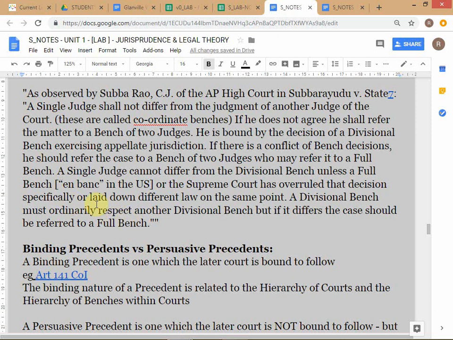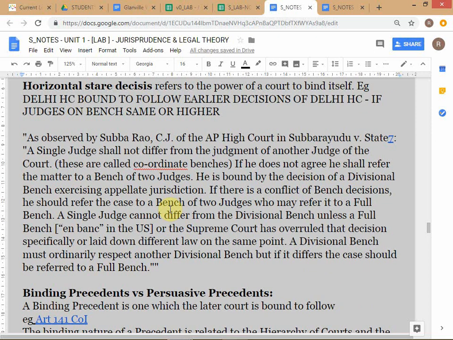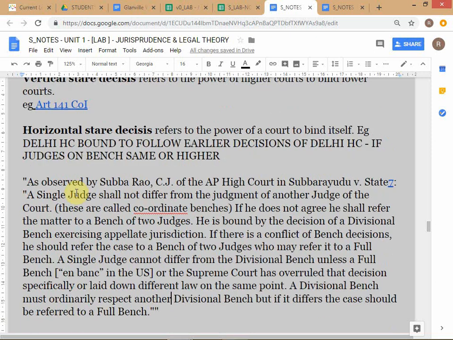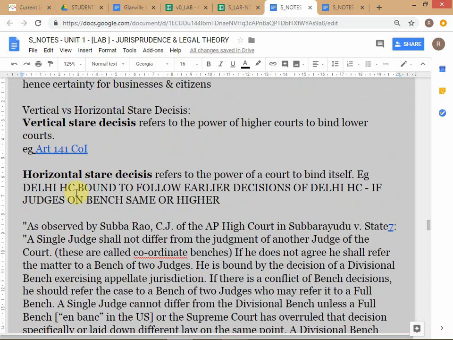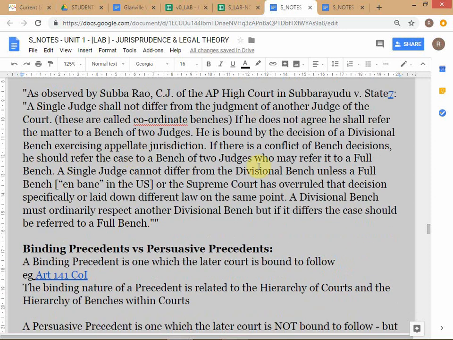Some people sometimes use the word "bounded." I am bounded. Please don't say that. You're bound, but there's no such thing as bounded. I'm bound by my promise. Okay, so these are the additional terms that we need to know. The four terms actually: vertical versus horizontal, and binding versus persuasive.